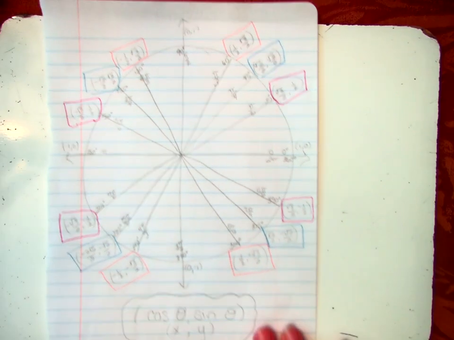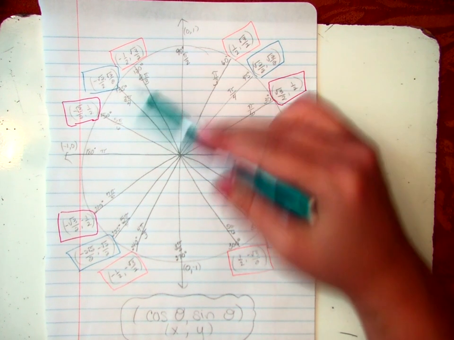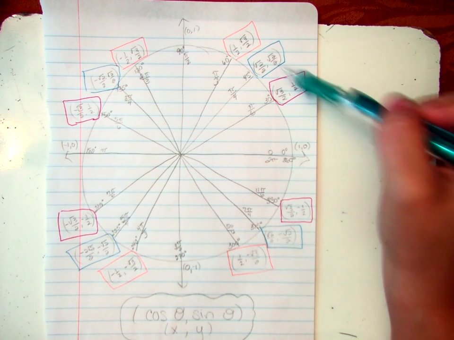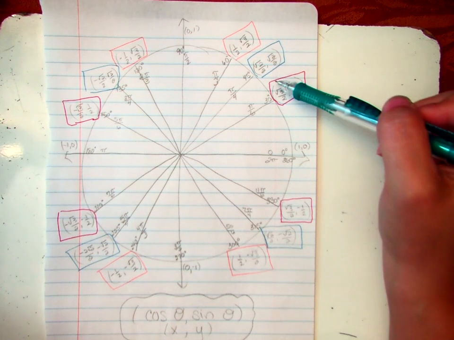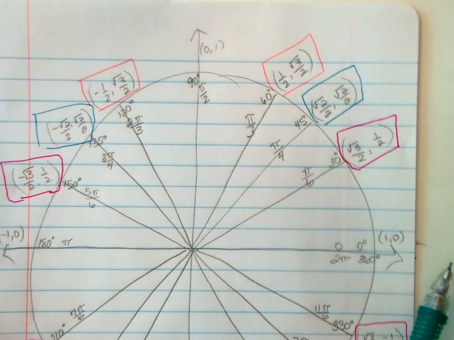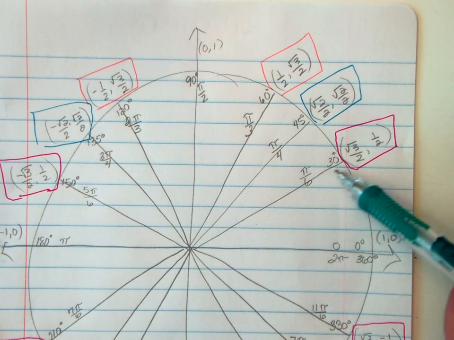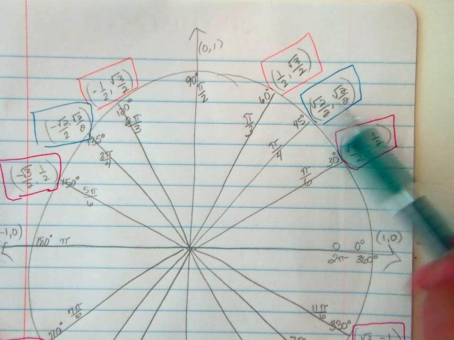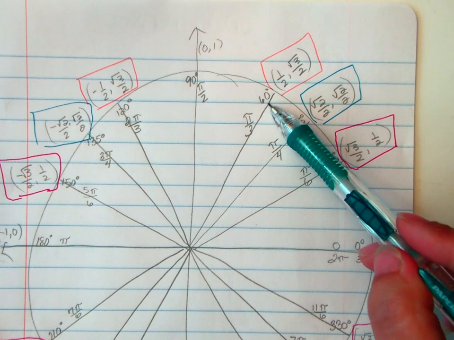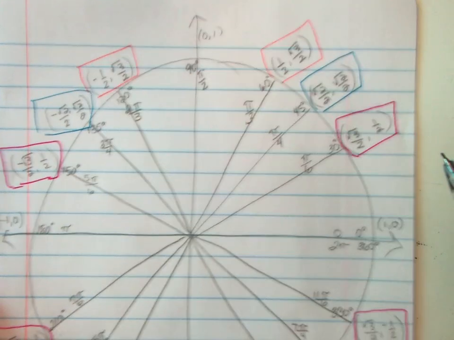So this is everything on one. I have my degrees, then I have my radians inside, and then I have my points, my cosine and sine. What I want to show you, let's look at the top half first. I found the cosine of 30 and the sine of 30, the cosine of 45 and the sine of 45, the cosine of 60, sine of 60. These are the only three that you have to know how to get.